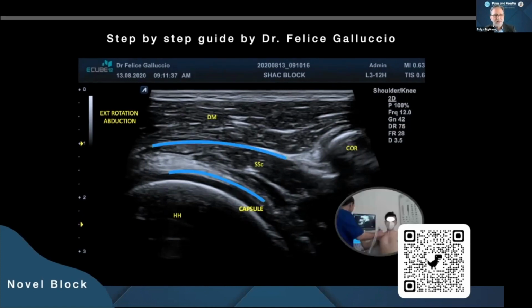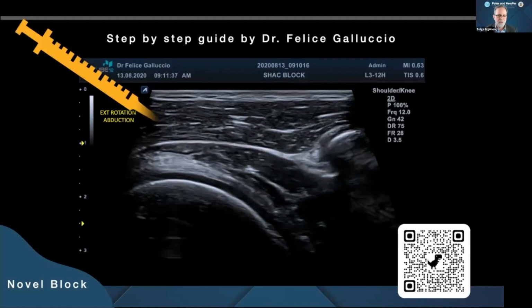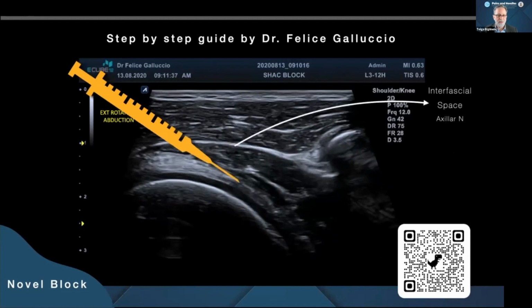The first target is the interfascial space between the lamina of the deltoid muscle and the superficial layer of the subscapularis muscle. This interfascial space. And the second target, as you can see here with the Timblake line, is the pericapsular space between the myotendinous junction and the joint capsule. The first injection here, and the second here.